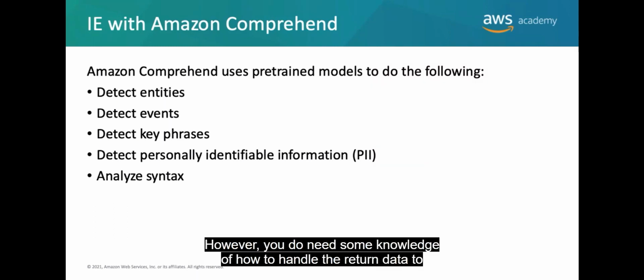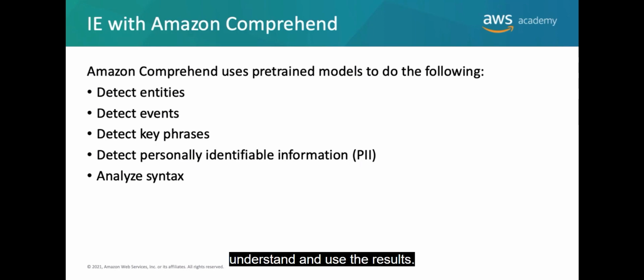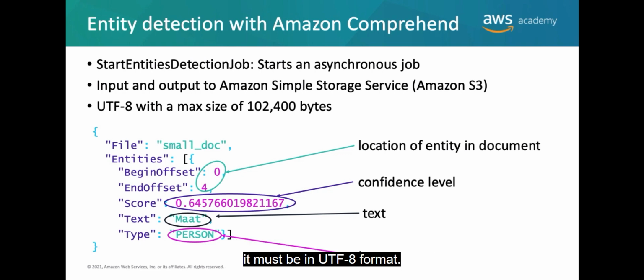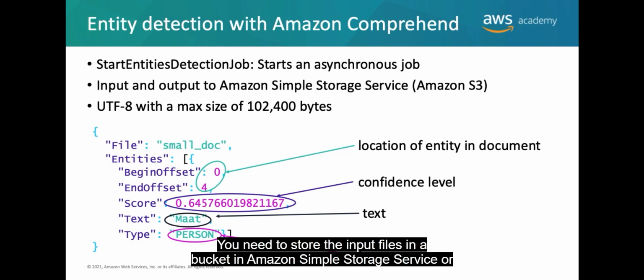However, you do need some knowledge of how to handle the returned data to understand and use the results. Before you can start a job, you need to prepare your data. You can store data in a single file with one document per line, or each document in its own file. Regardless, each document has a maximum size of 102,400 bytes, and it must be in UTF-8 format. You need to store the input files in a bucket in Amazon Simple Storage Service, or Amazon S3.